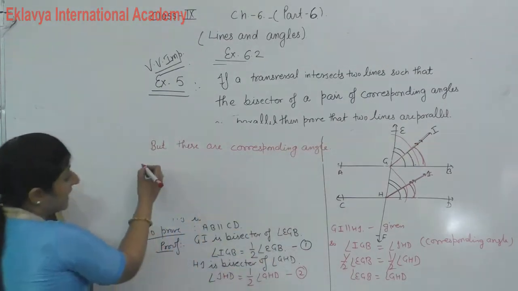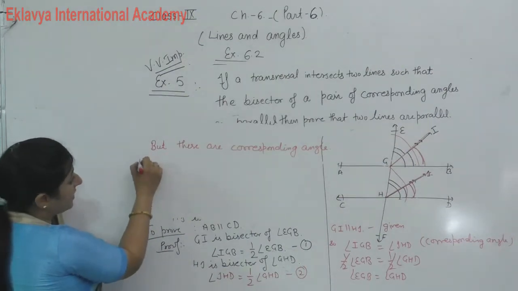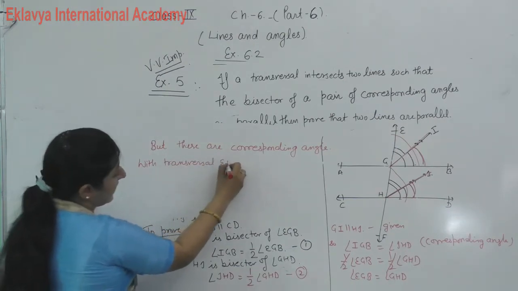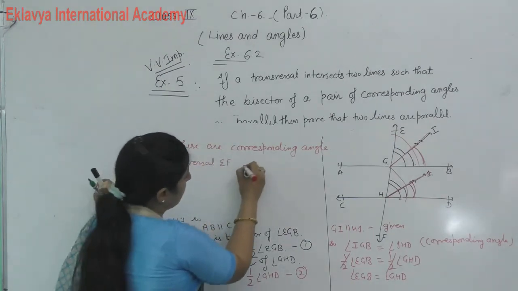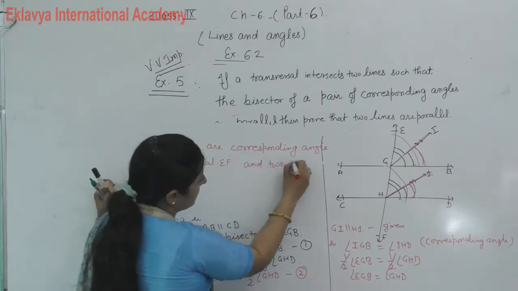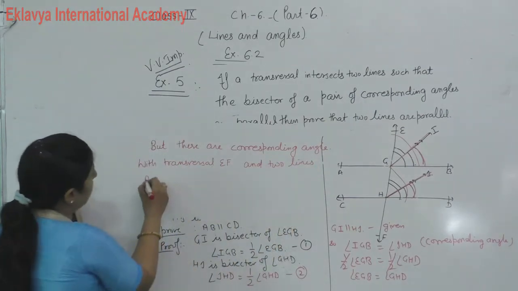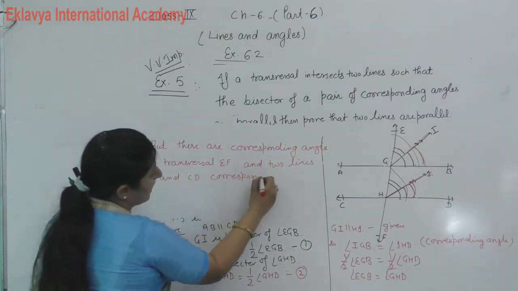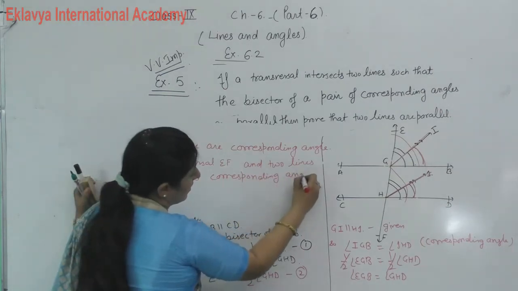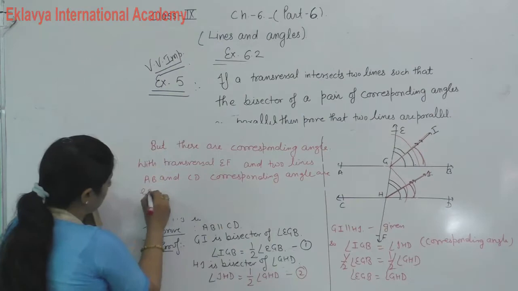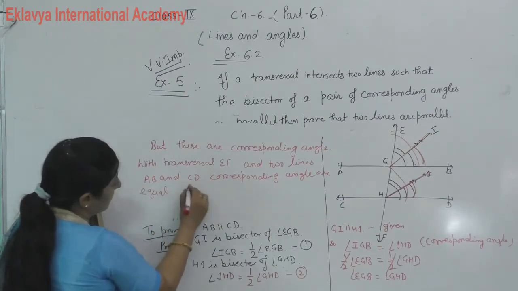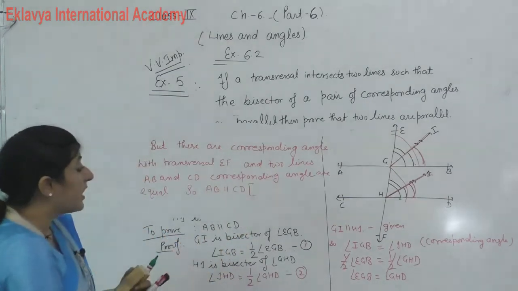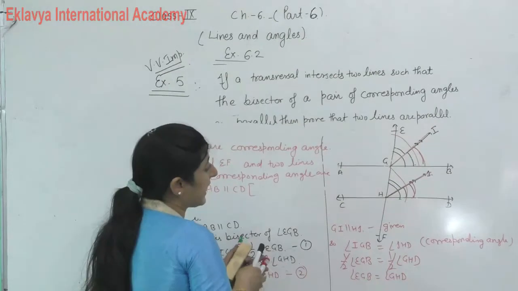Or we can say that with transversal EF and two lines AB and CD, corresponding angles are equal. So AB is parallel to CD, or you can write down the converse of corresponding angle axiom.